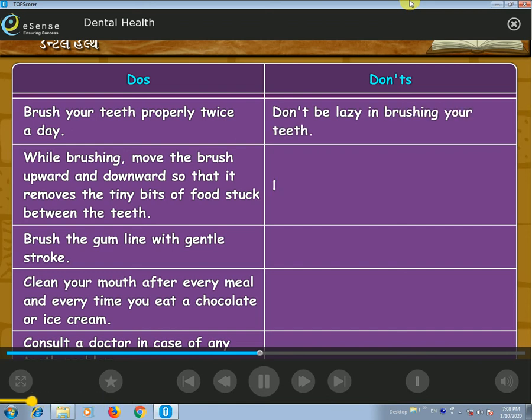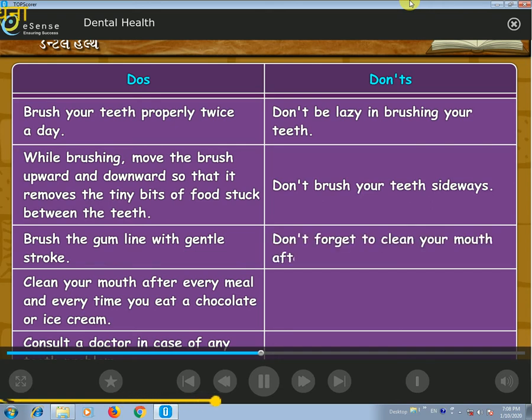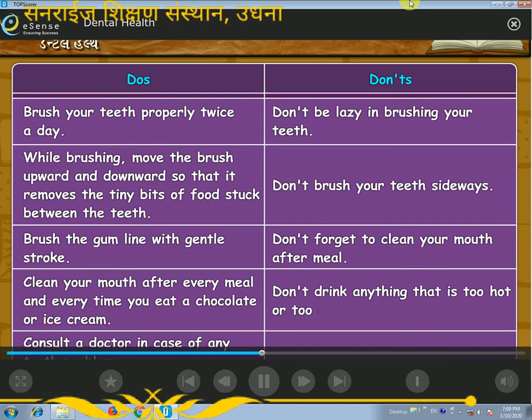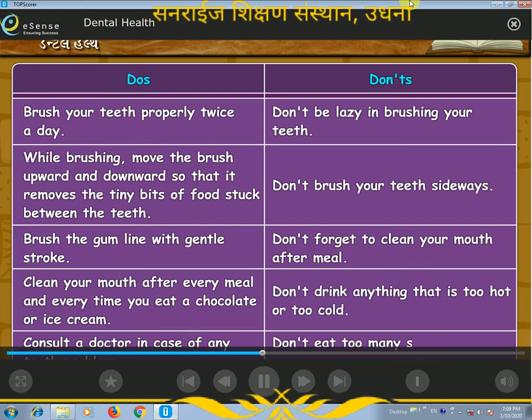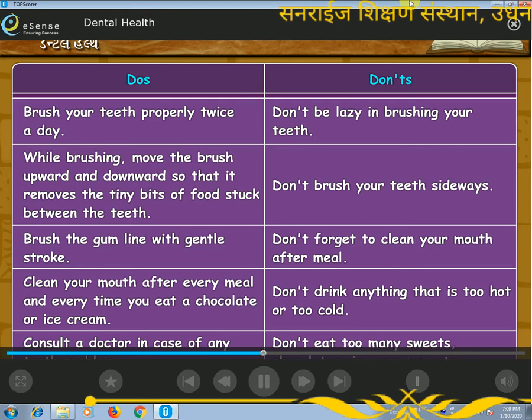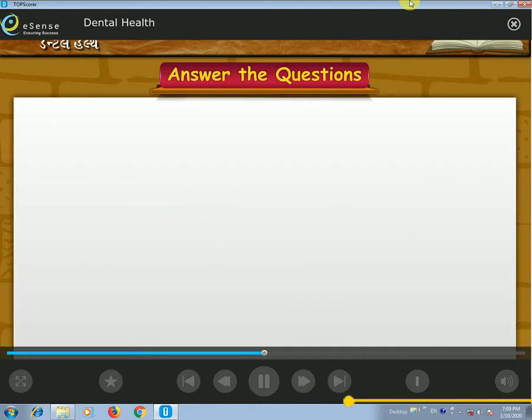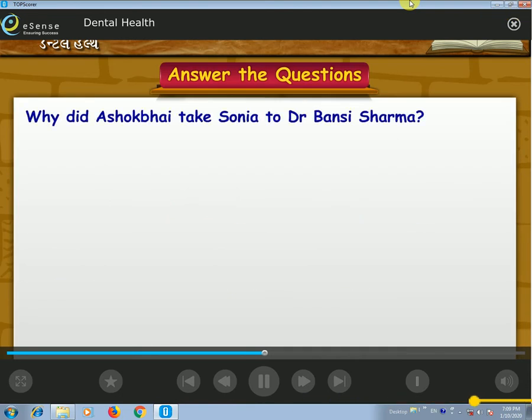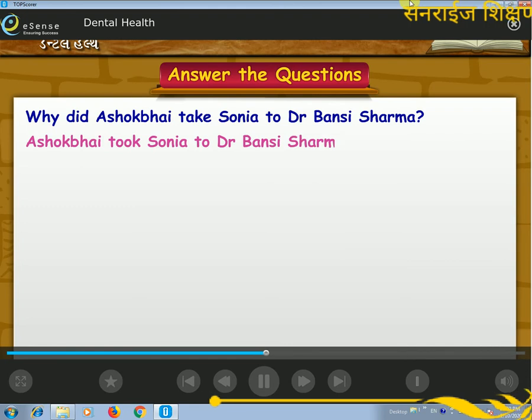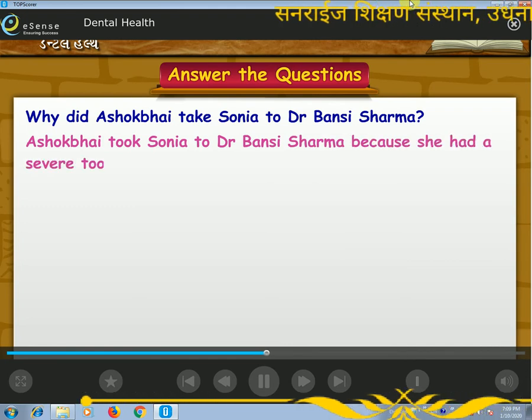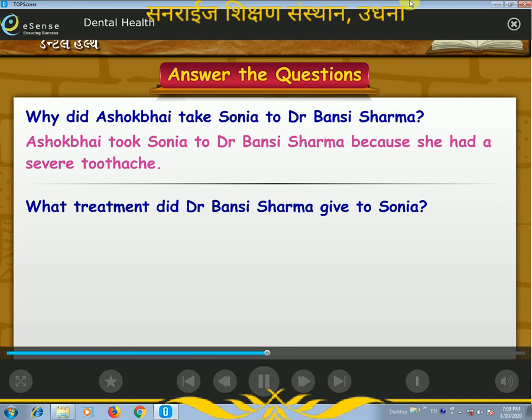Now let us answer the given questions. Why did Ashok Bhai take Sonia to Dr. Bansi Sharma? Ashok Bhai took Sonia to Dr. Bansi Sharma because she had a severe toothache. What treatment did Dr. Bansi Sharma give to Sonia? Dr. Bansi Sharma prescribed some medicines to stop the pain, and the next day she cleaned the cavity with air rotor and filled it with a white substance known as light cured composite filling material.